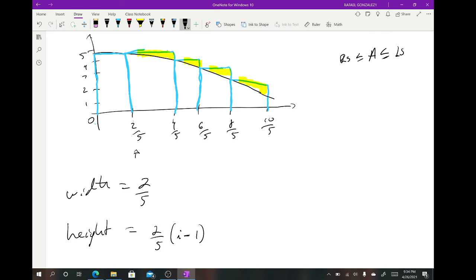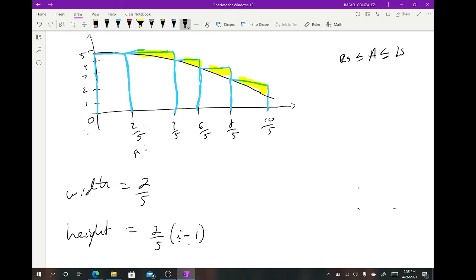The reason for this is quite simple. If you look at it, the first term is no longer 2 over 5, it's 0. So the first term, when i is equal to 1, we have to get 0. So if i is equal to 1, 1 minus 1 is 0, and 0 times 2 over 5 is 0. So that's why we do i minus 1 instead of i. If i is equal to 2, then you get 2 minus 1, which is 1. And then we do get 2 over 5, and then 4 over 5, and 6 over 5, and so on.